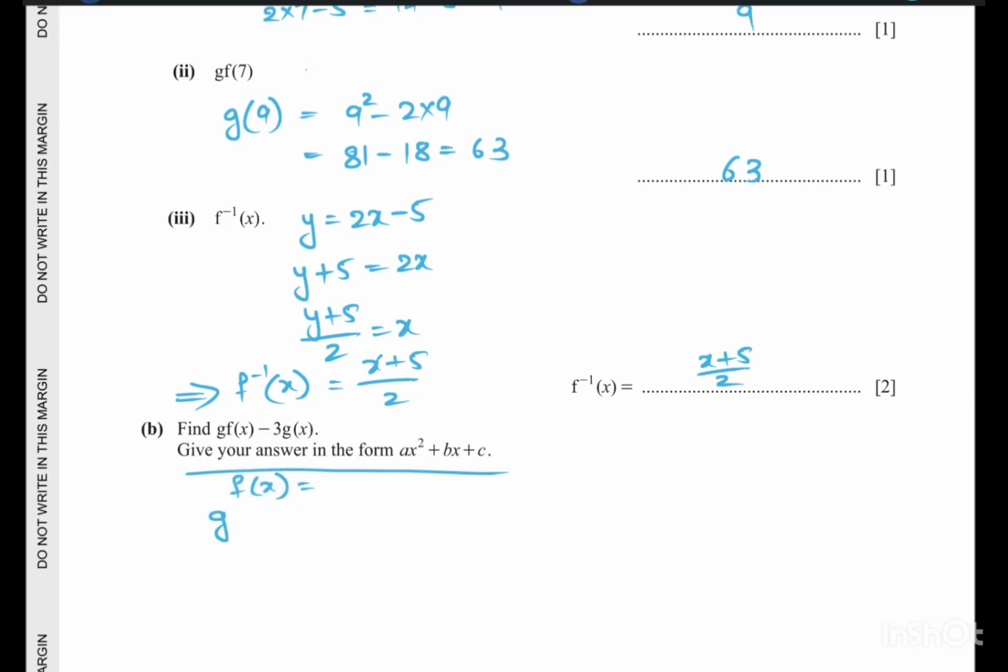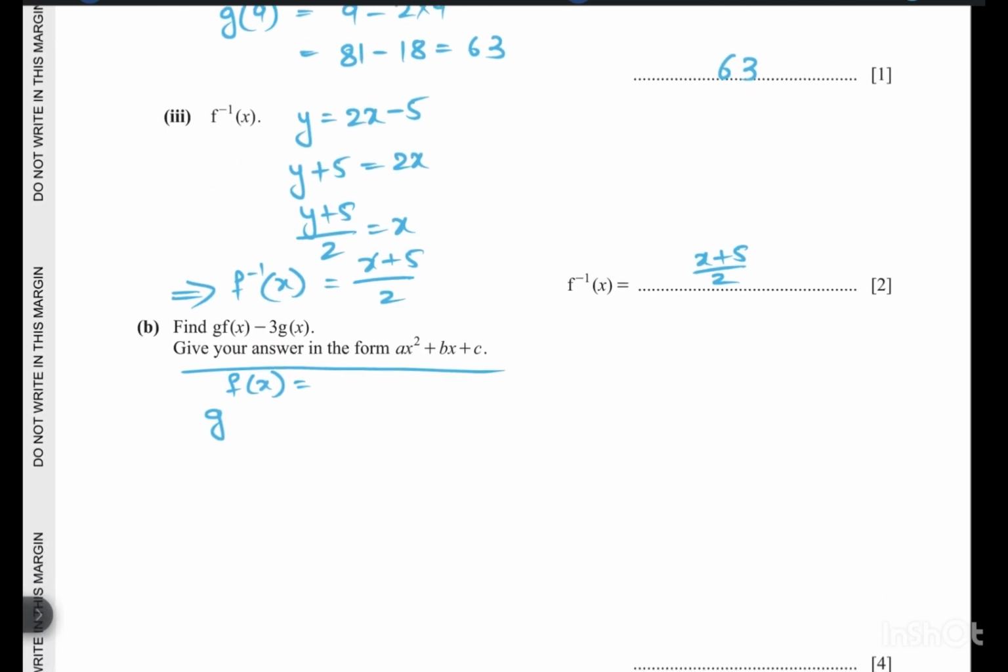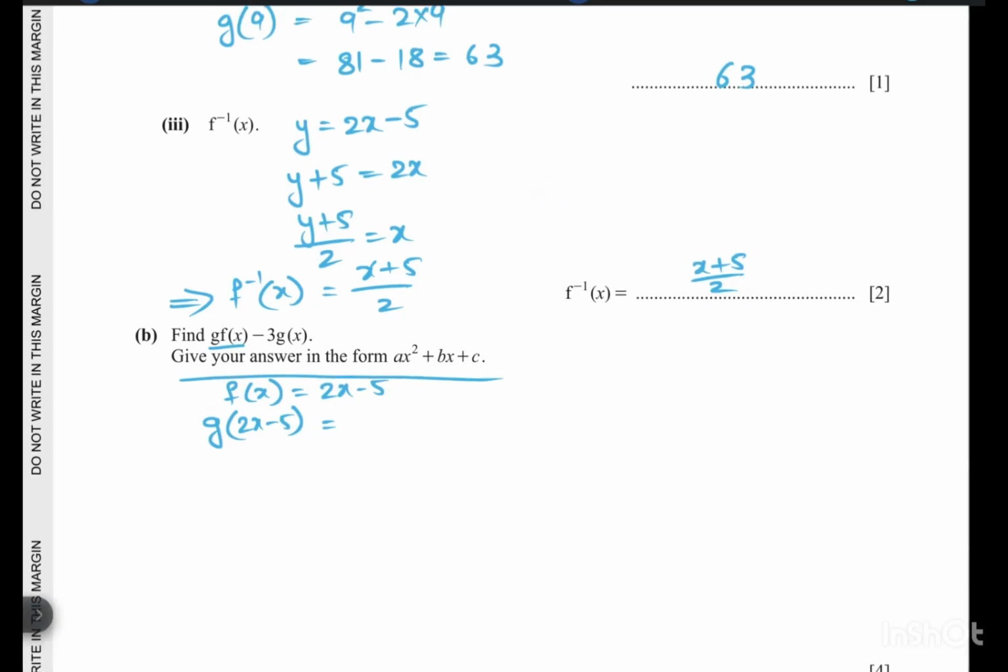Let me write f of x. f of x is 2x minus 5. So gf of x will be g of 2x minus 5. Now g function of 2x minus 5 will be, in place of x we will put 2x minus 5 in g function. So that is x square, that means (2x minus 5) whole square minus 2 into (2x minus 5).